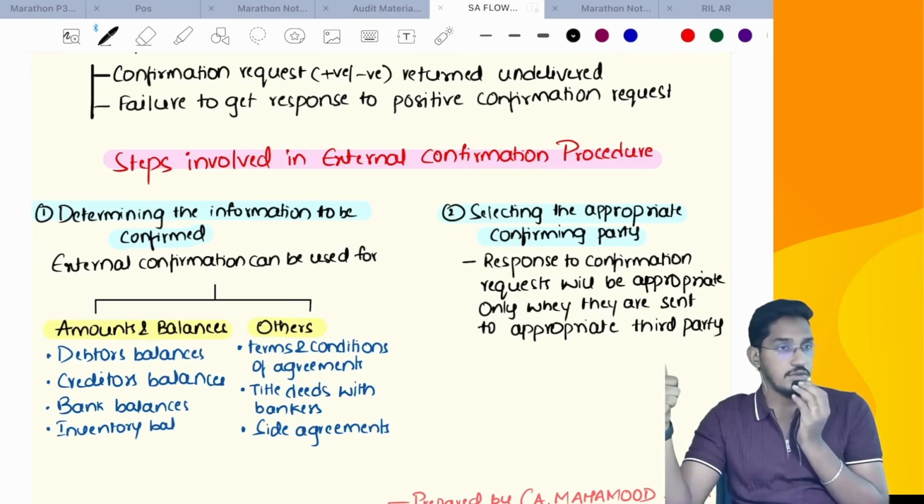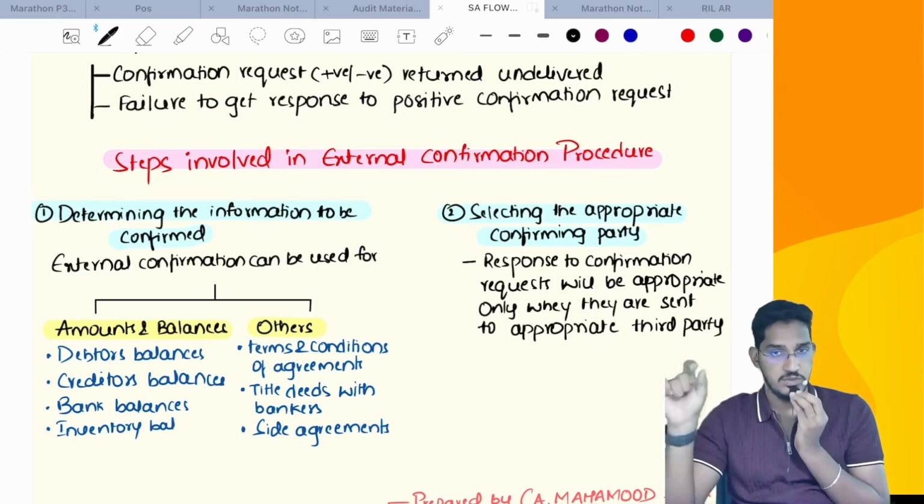Let us talk about the first one. What is the first one? Determining the information regarding which you want the confirmation. See, mainly we use external confirmation for confirmation of balances. There is no doubt about it. What is the debtors balance? What is the creditors balance? What is the bank balance?